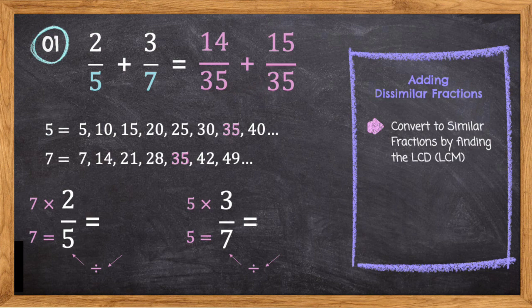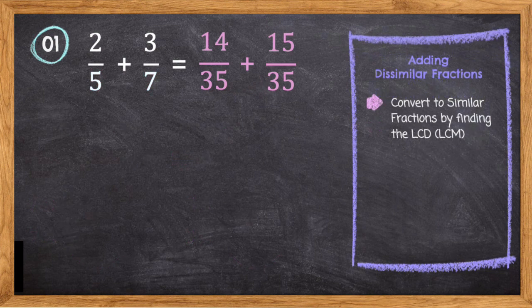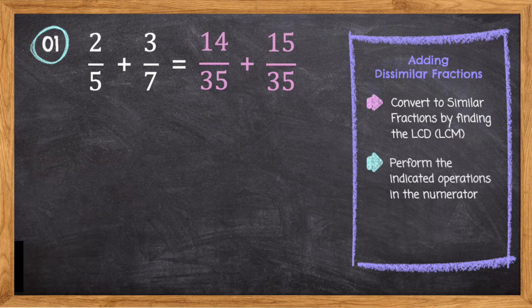Okay. Sige, sunod nga step, i-perform nato ang indicated operation in the numerator. So, ang atong indicated operation is plus. So, i-add lang nato ang numerator lang. Okay? So, 14 plus 15 will give us 29.